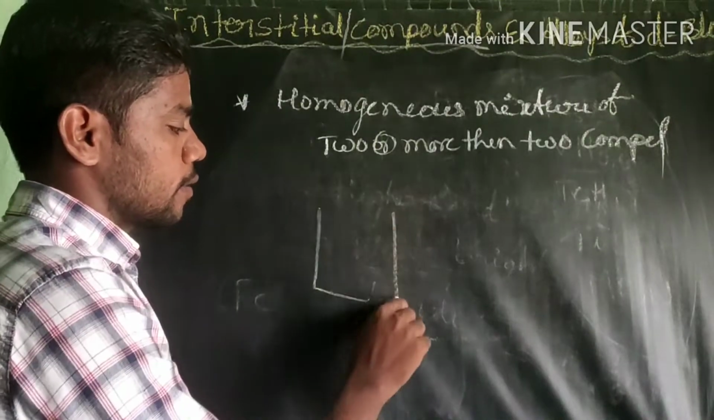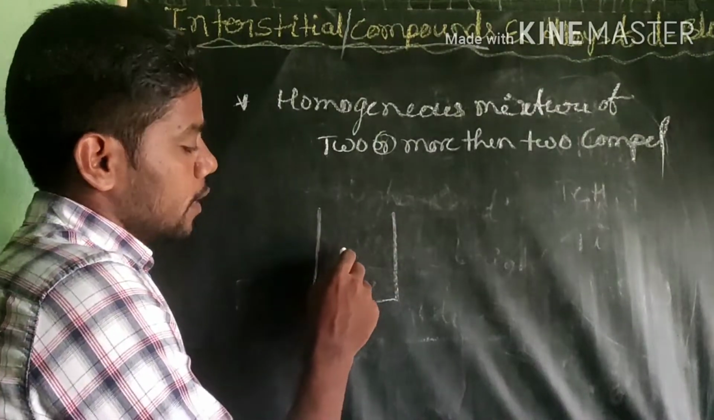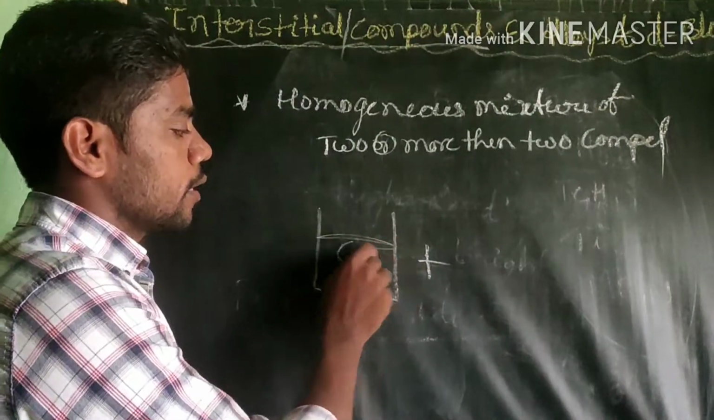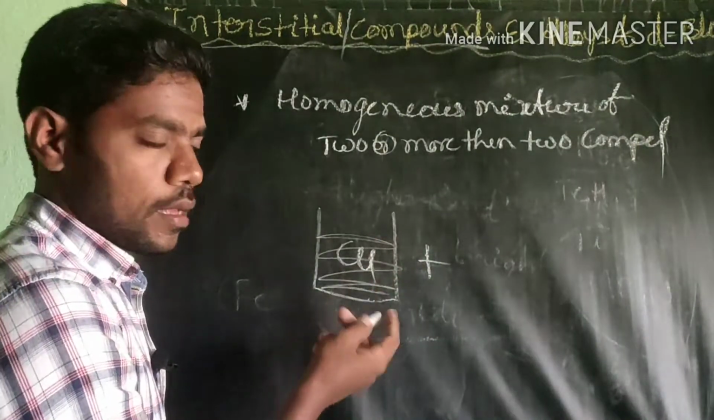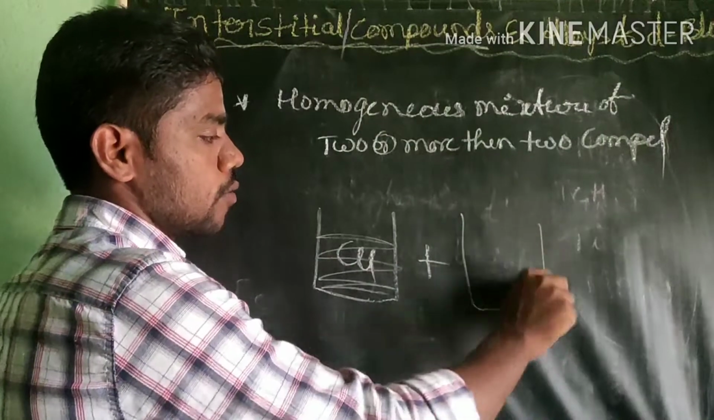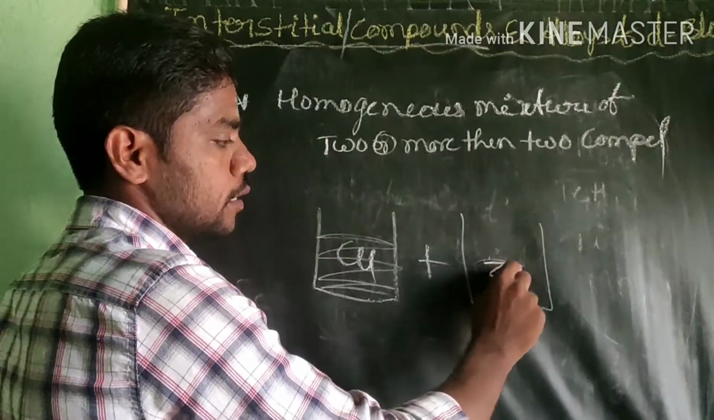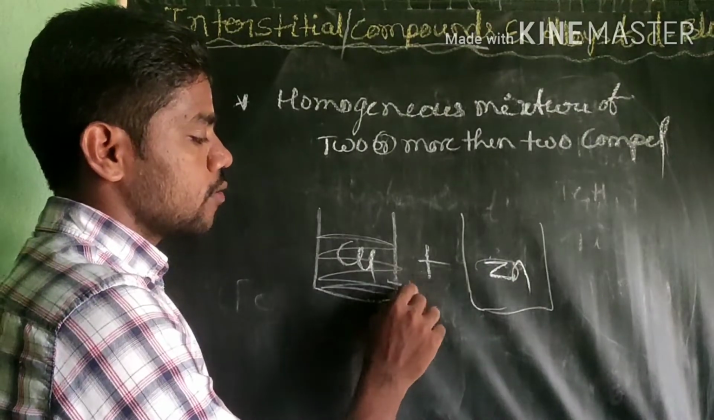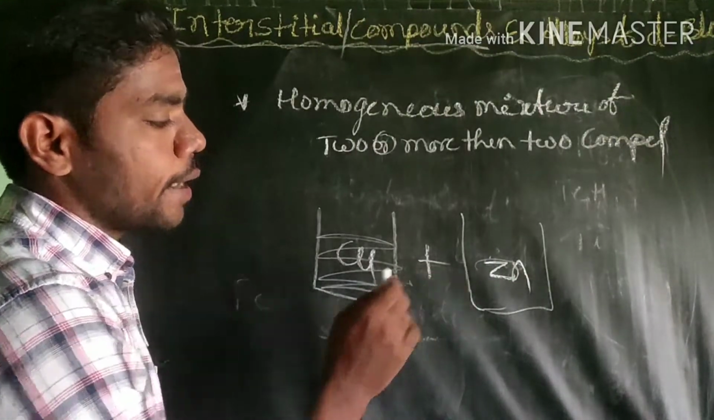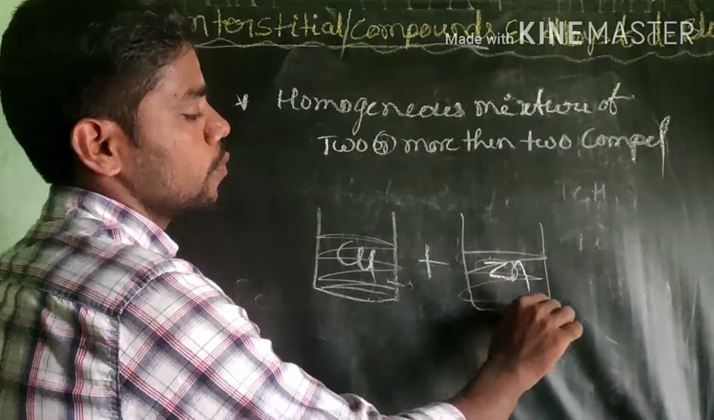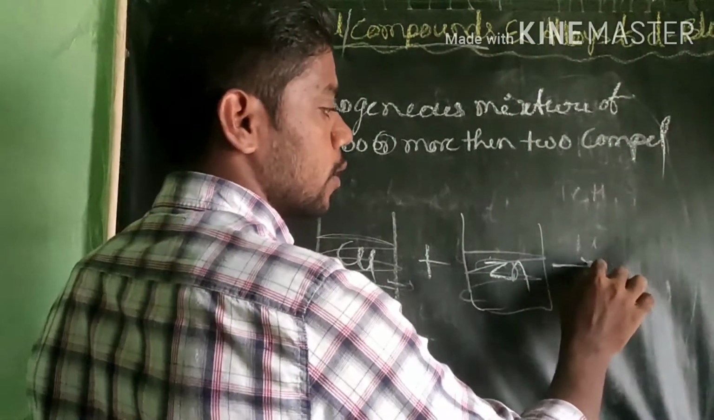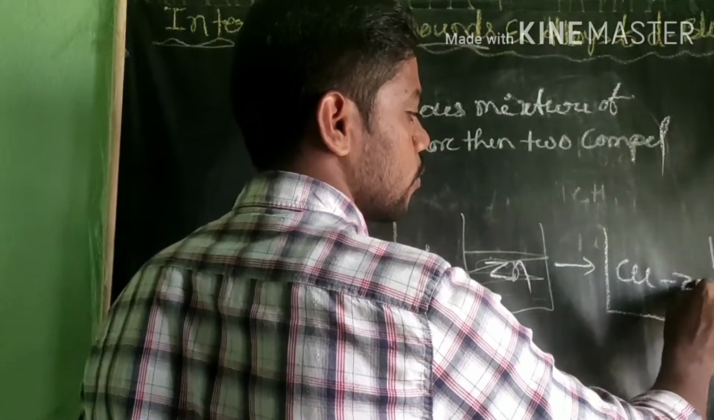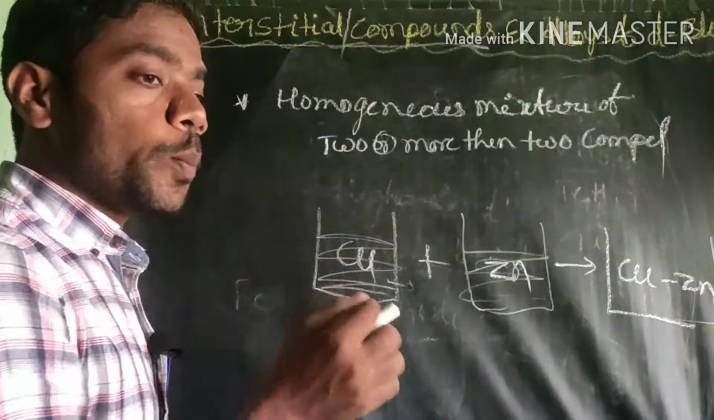For example, what is meant by this homogeneous alloy? Take copper. I am taking copper, meaning copper molten solution, and also zinc. The copper and zinc, for example, I have taken. After adding this one, copper and zinc we are adding. They are going to mix.